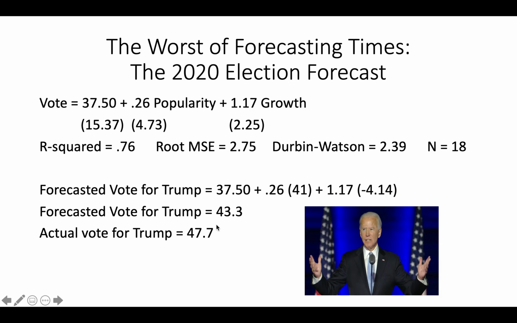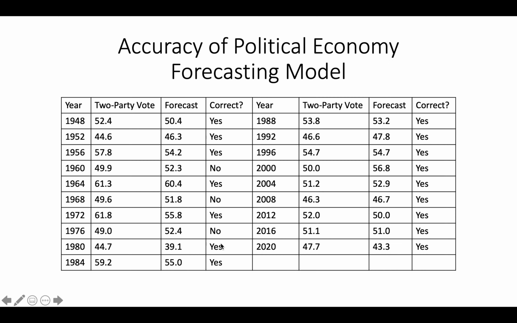The forecasted vote for President Trump was 43.3%, which is a very, very low number for any incumbent politician to receive. These are Jimmy Carter type numbers from the 1980 presidential election, when he ran for re-election, was trounced by Ronald Reagan. The actual vote for Trump, popular vote, two-party popular vote, was 47.7%.